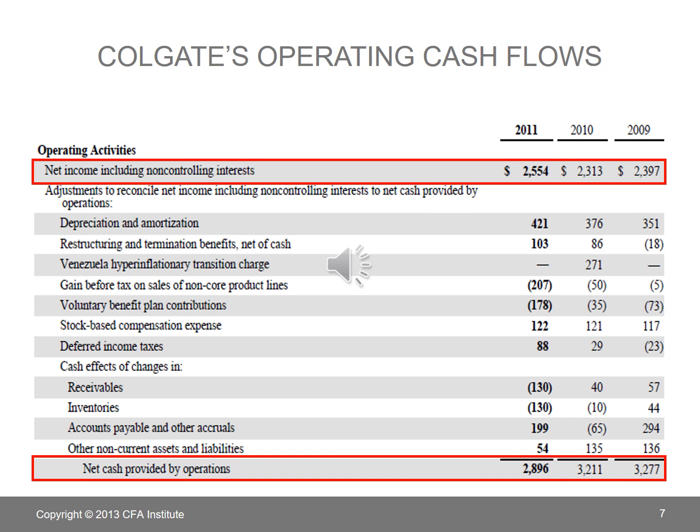For example, it might signal a problem in collecting accounts receivable. However, such a pattern could occur naturally in the early years of a business. Now, how does Colgate's operating cash flow compare with its net income over the 3 years? It exceeds it in every year.